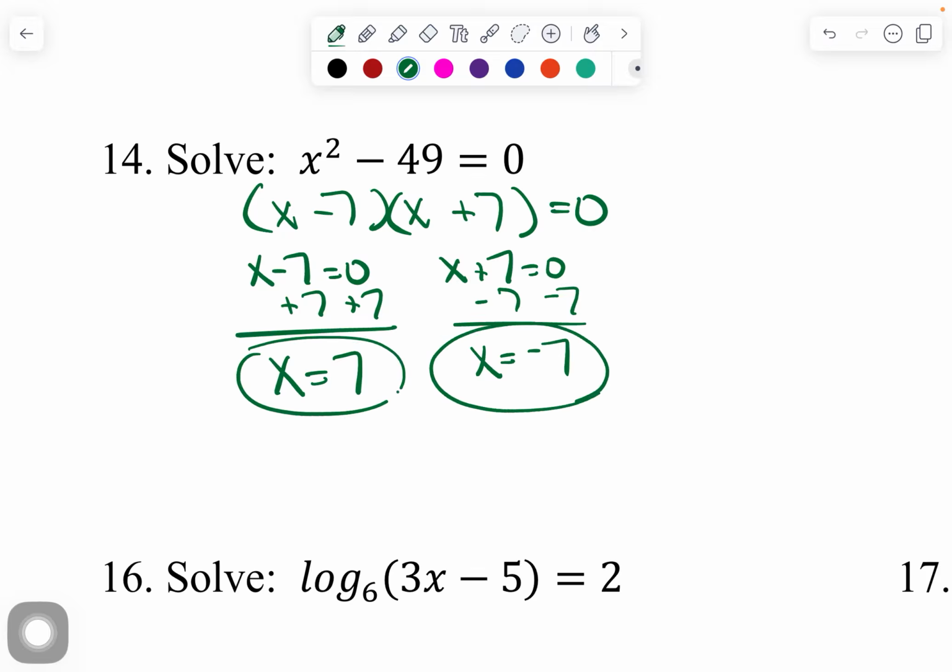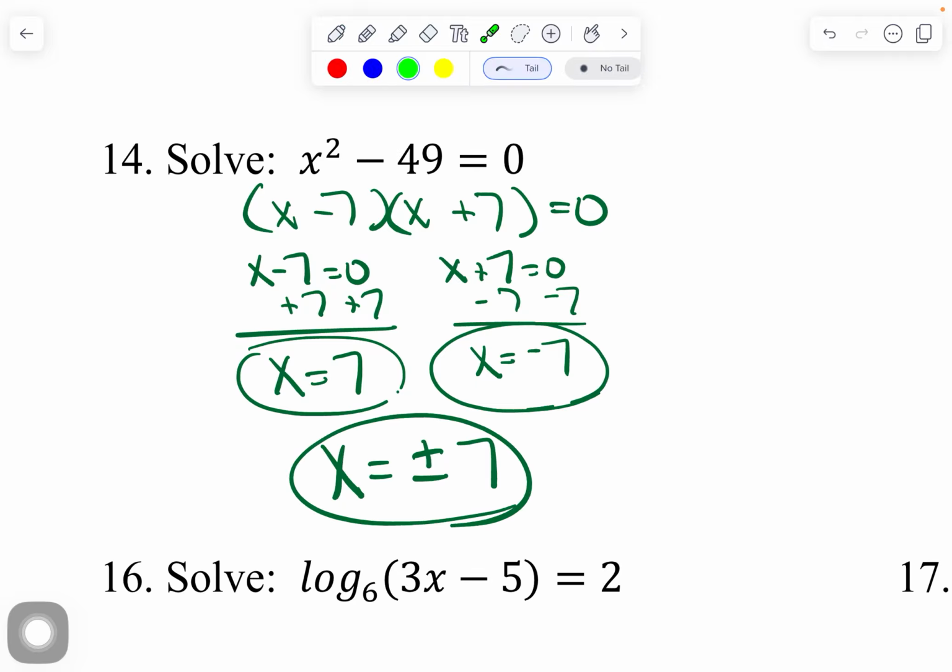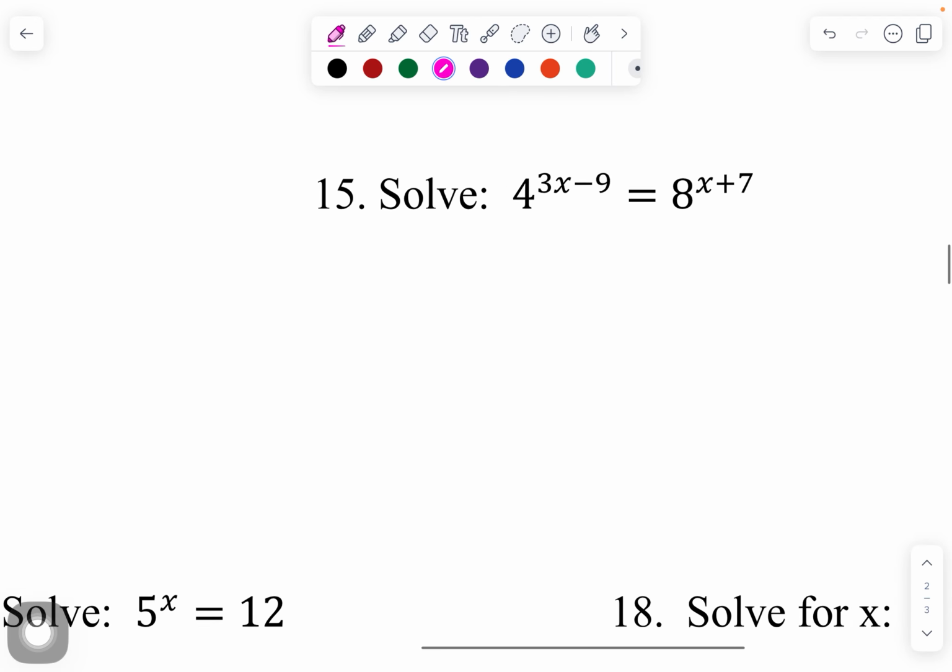So two different answers. You might also see this written as x is equal to positive or negative 7, plus or minus 7. You don't have to write all of this. If you just write this answer, fine. If you write these two, all is well. All right, so that's question number 14. Let's see what's in store for us for question number 15.